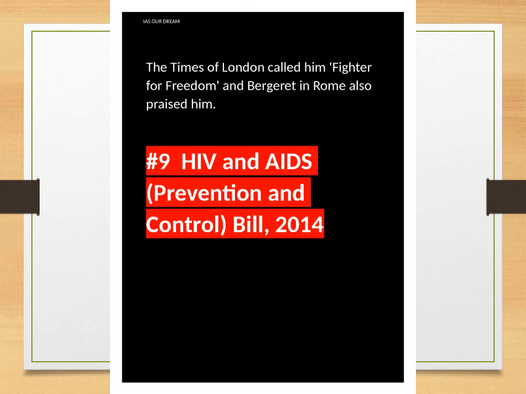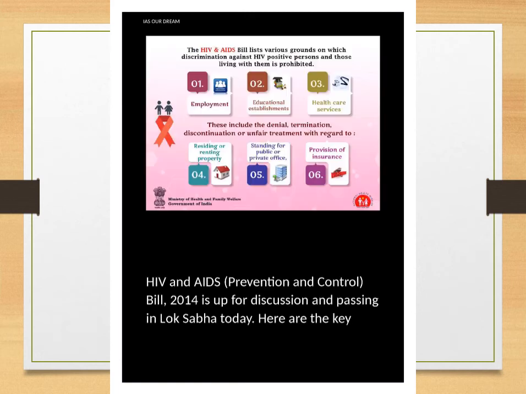And now the ninth topic we are going to study is about the HIV and AIDS (Prevention and Control) Bill 2014. So this is yet a bill, and many amendments to this were recently passed by the cabinet. However, it has not become an act, but UPSC does not see whether it's a bill or an act. Nowadays they are asking even about draft bills, so we need to discuss it.